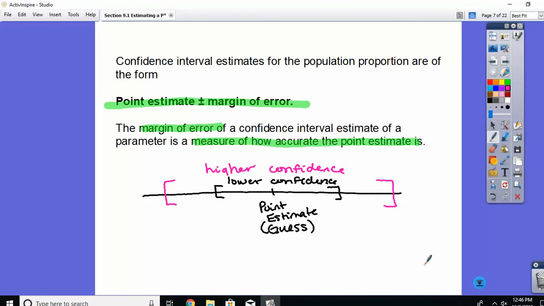I apologize, today is a lot of writing. Got a few more slides of definitions, and we'll start working actual examples.